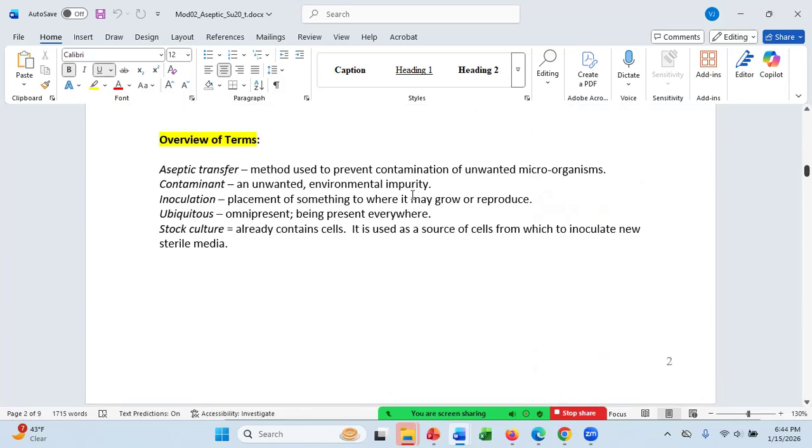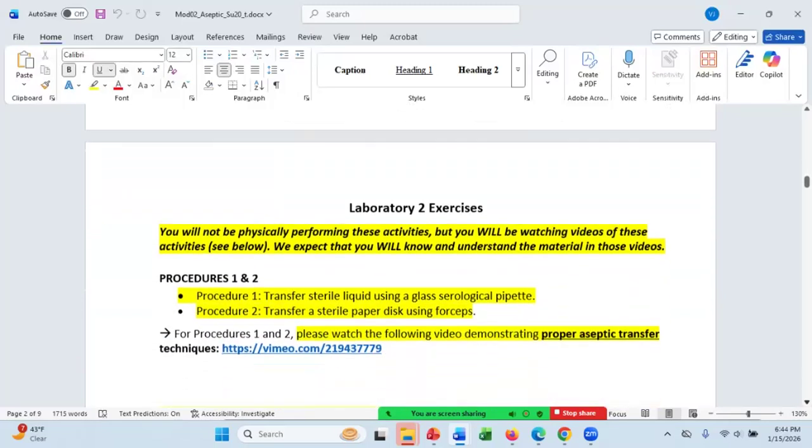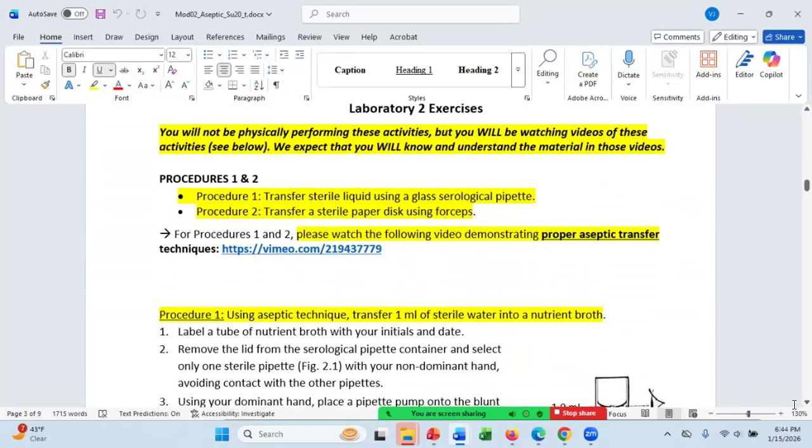So learn the terms of this lab. You're not going to be physically performing any of these activities because everything we do will be online, but you will be watching videos of some of these activities, and we expect that you will know and understand the material in these videos and in this lab.